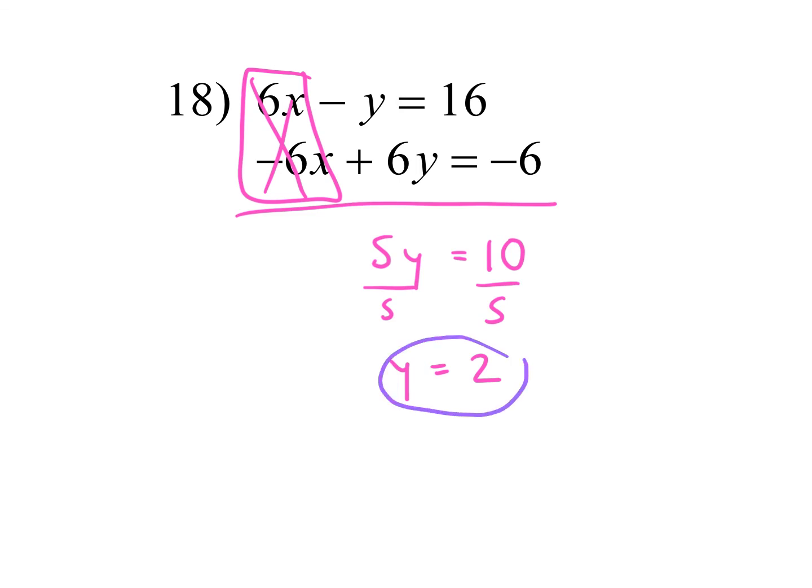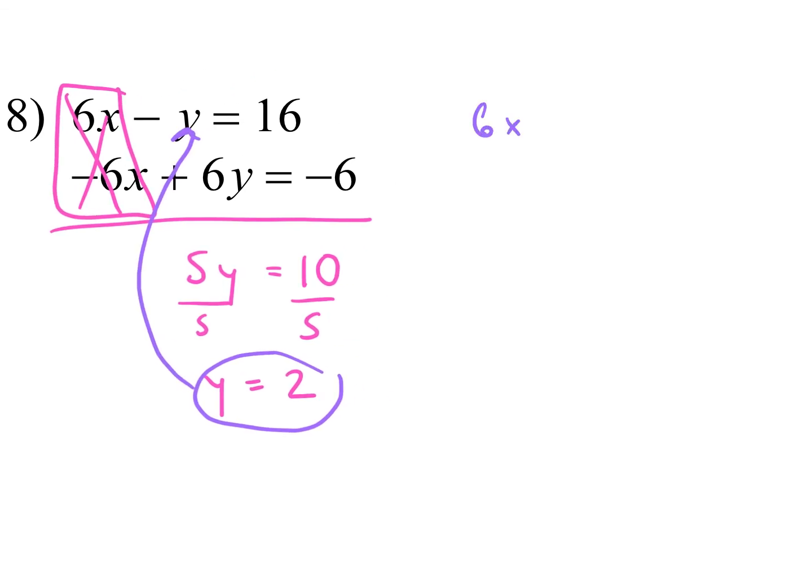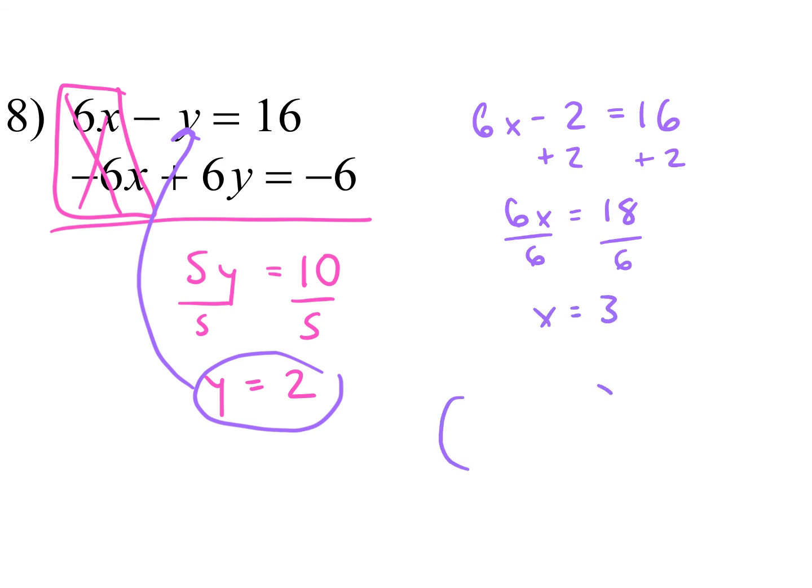Plug it into which equation? The first one. Sure, let's plug it into the first one. Just make sure you plug it into y. So I have 6x minus 2 is equal to 16. So you add 2, and then you divide by positive 6, and then you get 2. X is equal to 3. How do I write my answer? 3, comma 3, comma 2.